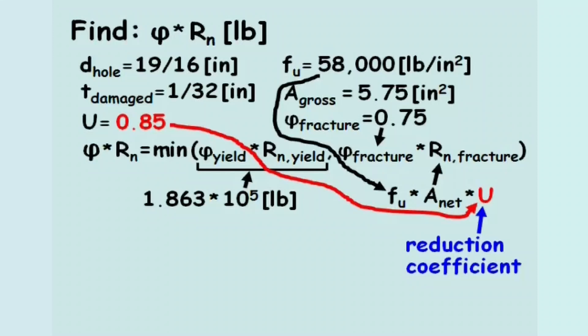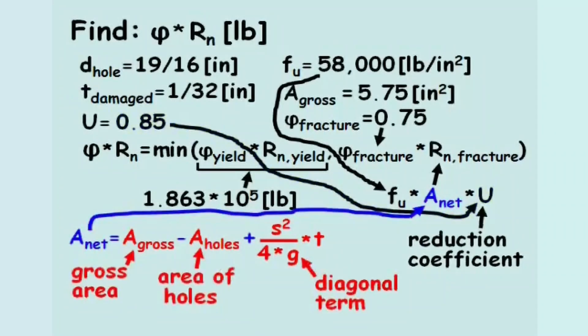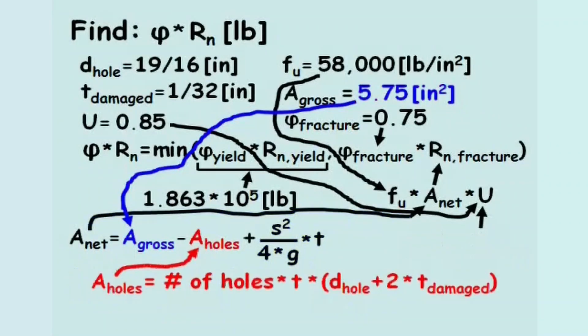The net area of the L-beam equals the gross area minus the area from the holes plus an area term accounting for diagonals in the failure path. From before, we already know the gross area equals 5.75 inches squared. The area of the bolt holes equals the number of bolt holes times the beam thickness, T, times the quantity, the diameter of a single bolt hole, plus 2 times the damaged thickness around the hole.